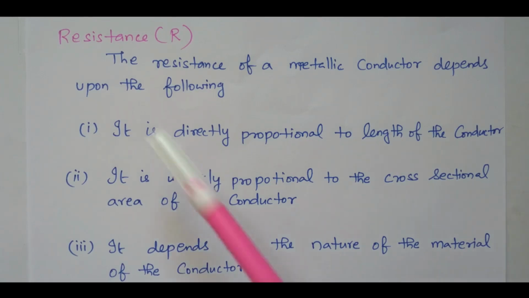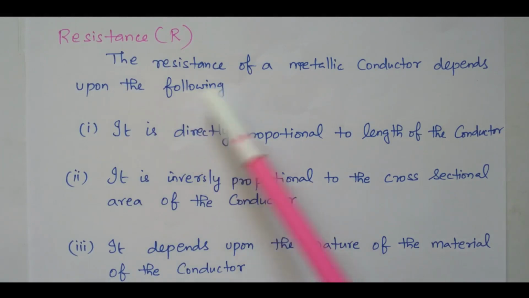We'll see the resistance. What are the properties of the resistance? The resistance of a metallic conductor depends upon the following. One, it is directly proportional to the length of the conductor. If the length increases, the resistance also increases.